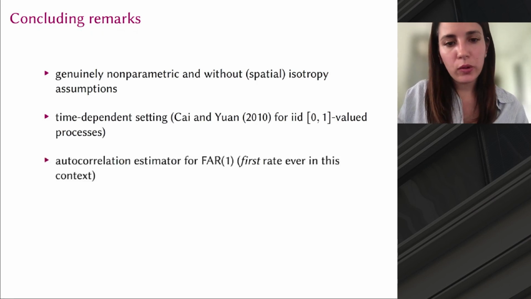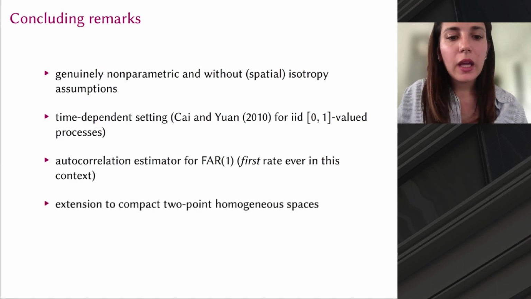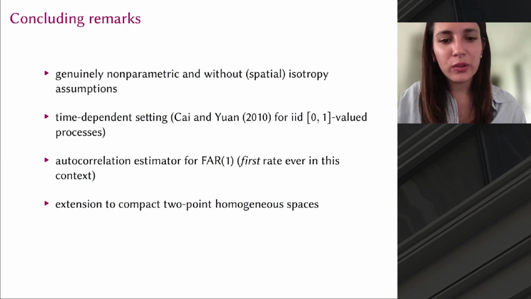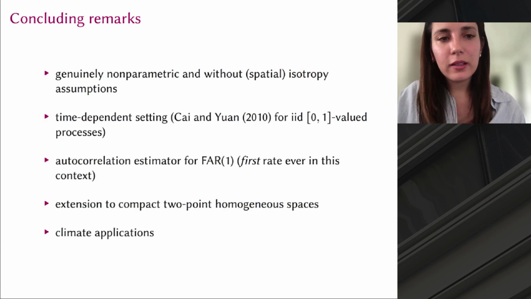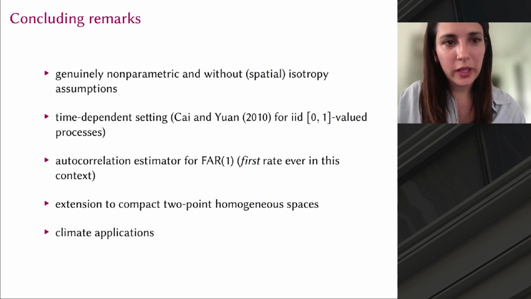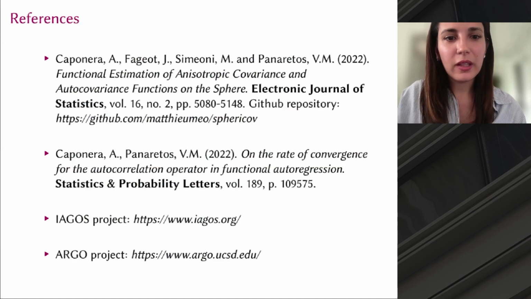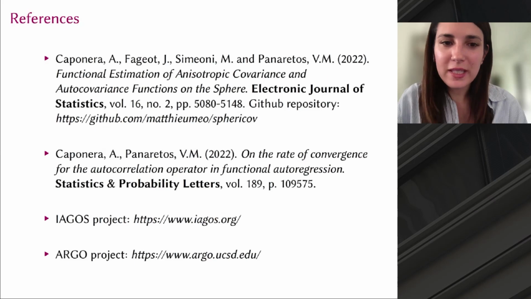And we obtained the autocorrelation estimator and the rate of convergence, which is the very first rate in this sparse noisy setting. And we also extended this work to compact two-point homogeneous spaces in the short paper of this conference. And clearly, it's nice because of the climate applications that we can do with these tools. Thank you for your attention. These are some references.